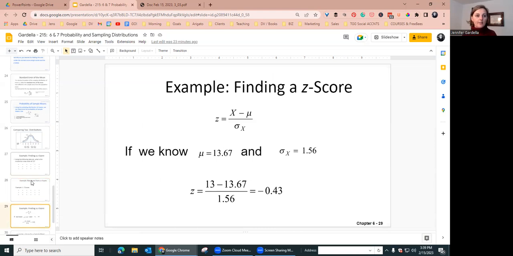As an example, I just left one here. We know from doing this problem a lot that the mean is 13.67 and the standard deviation is 1.56. Our z-score of any one particular score is going to be 13 minus 13.67 over 1.56, and that is going to be a z-score of 0.43.